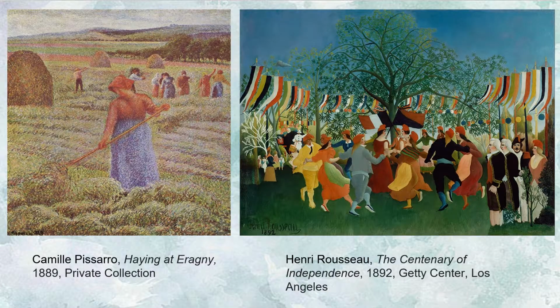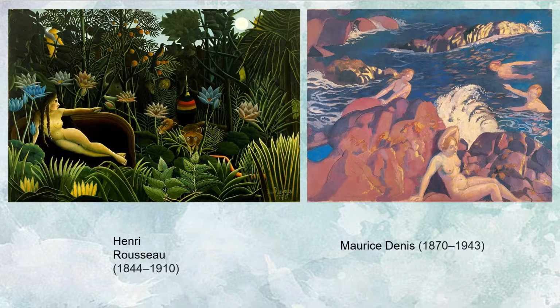So here are some of the major artworks. The left one is from Camille Pissarro, Hoarfrost at Eragny, 1889, private collection, and the right one is from Henri Rousseau. In this slide, the left painting is from Henri Rousseau and the right one is from Maurice Denis.